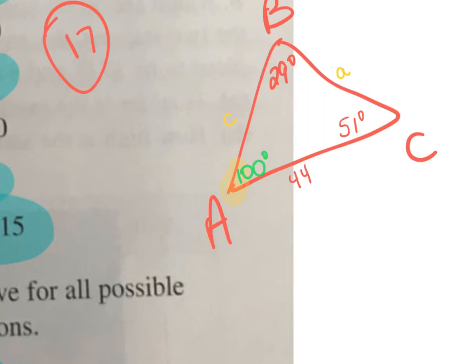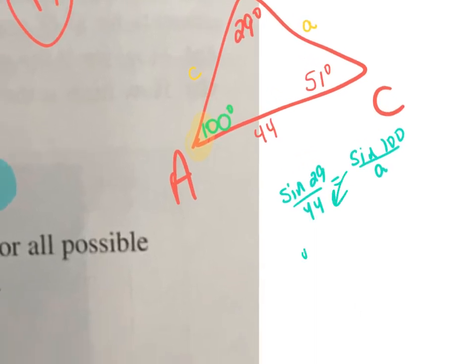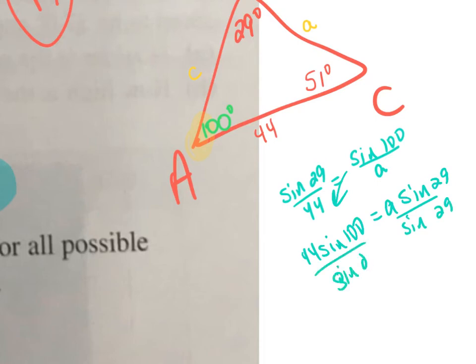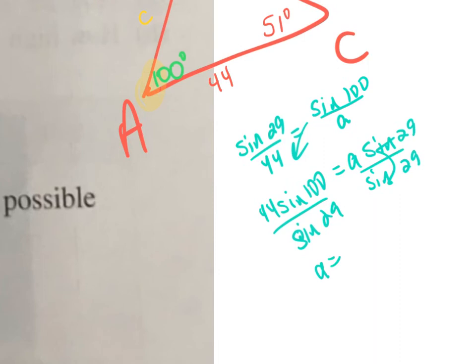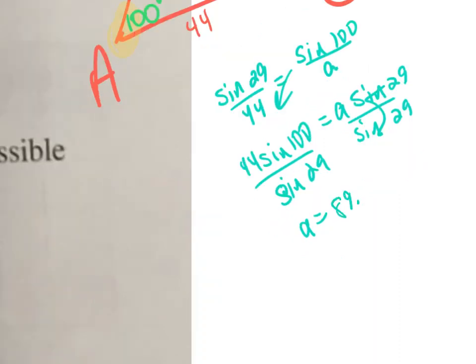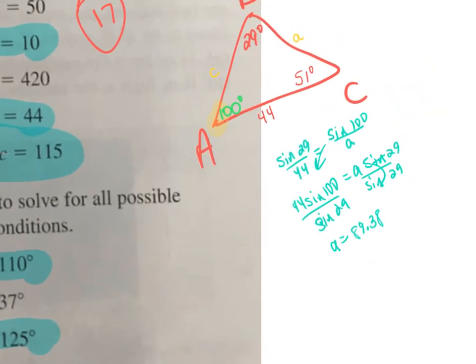Awesome. Now I have a proportion. I can say that the sine of 29 over 44 equals, let's find A, sine of 100 over side A. I don't know what it is. So I multiply 44 times the sine of 100 equals A times the sine of 29. Divide both sides by the sine of 29, and A is about 89.38 units, however long.